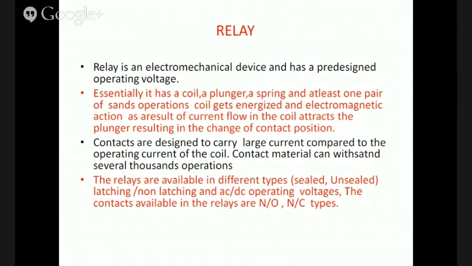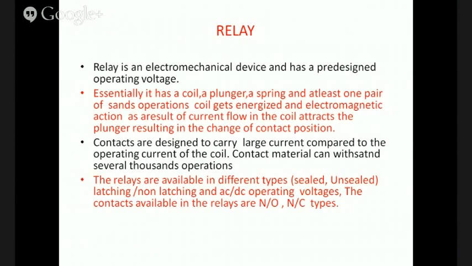A relay is an electromechanical device, and it has a pre-designed operating voltage. Whenever that voltage is given, that particular current is passed through it, and it becomes electromagnetic and starts working. Essentially, it has a coil, a plunger, a spring, and at least one pair of contacts. The coil gets energized, and the electromagnetic action as a result of current flow in the coil attracts the plunger, resulting in the change of contact positions. The plunger gets attracted, and naturally it either breaks or closes. So that is a change of contact position.